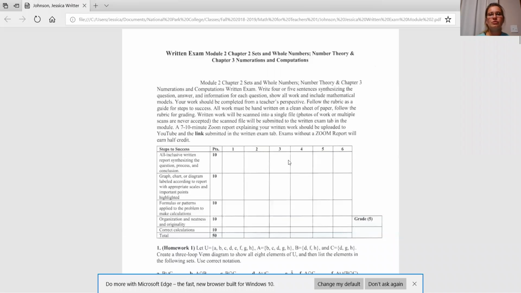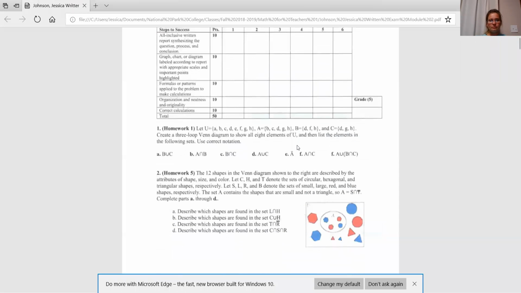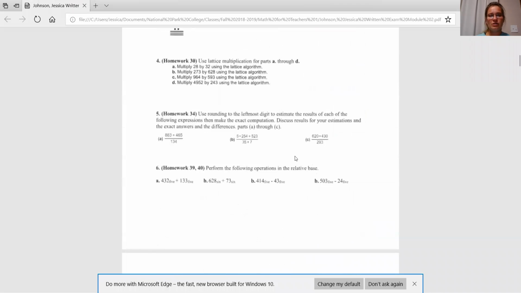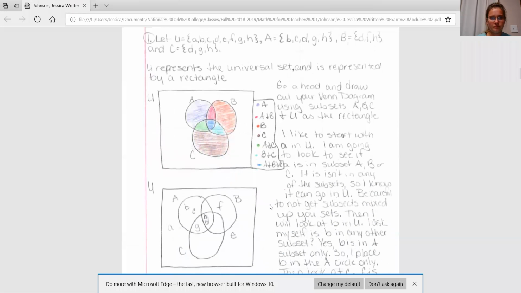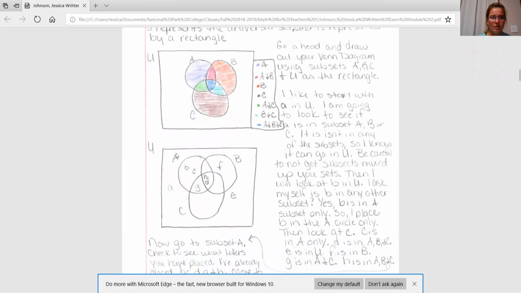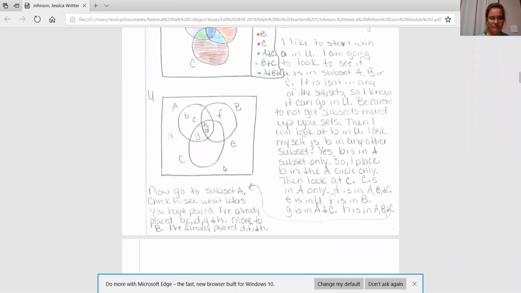Let's talk about Modular 2, which covers sets, whole numbers, number theory, and numerations and computations. Our first question covers the Venn diagram. I've color-coded it for you so you can understand union and intersect. And we have our universe here and our set A, set B, and set C.